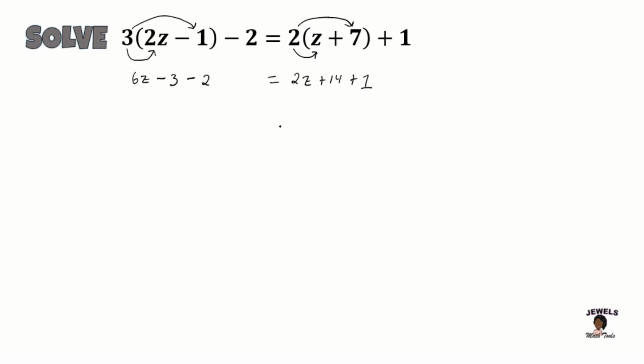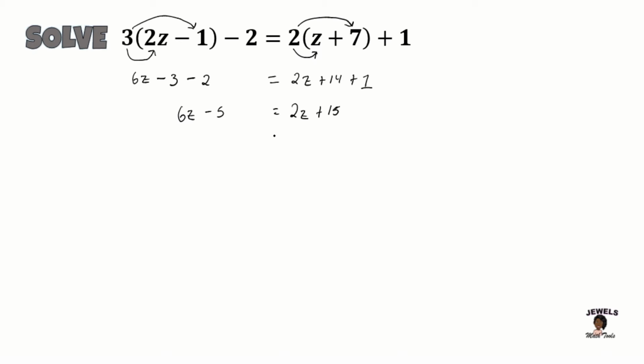Now before we begin collecting our like terms across our equal sign, I always recommend that you first simplify each side of your equation as much as possible before beginning to collect like terms. So I'm going to begin by simplifying the left hand side of my equation. And since 6z doesn't have anything in common with it, I will put that back. My -3 minus 2 will equal -5. Again, my 2z doesn't have anything in common, so I will put that back. And 14 plus 1 will equal 15.